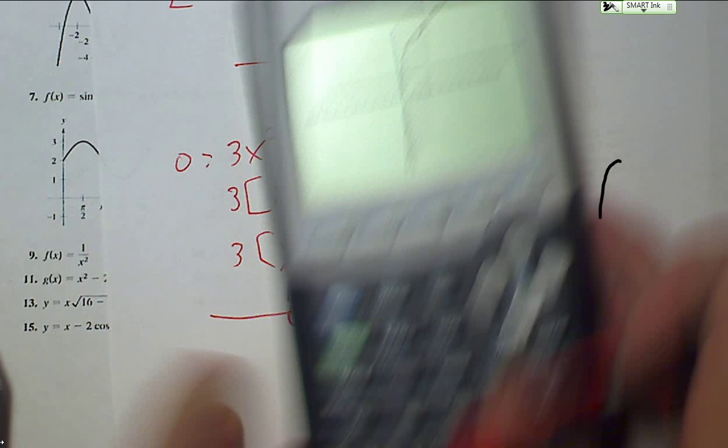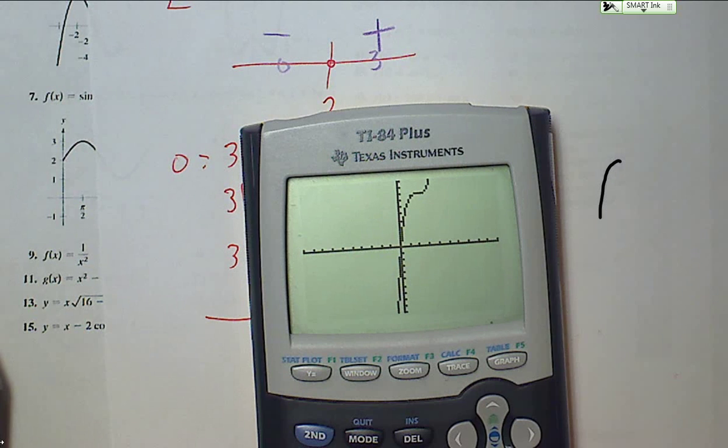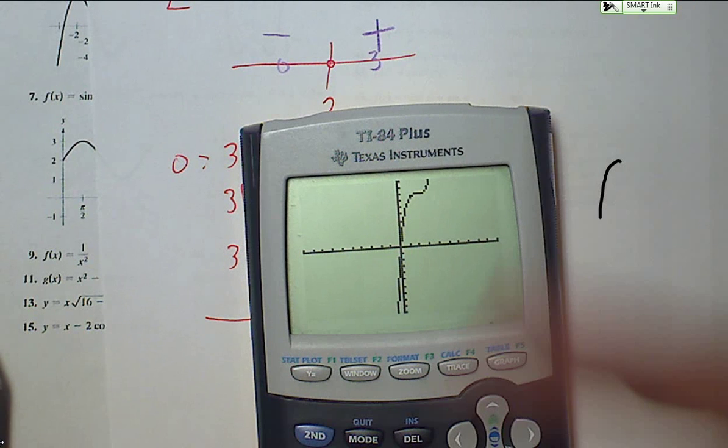It's increasing forever. Everyone, you're following the directions. I'm just trying to help you relate what you've been doing.